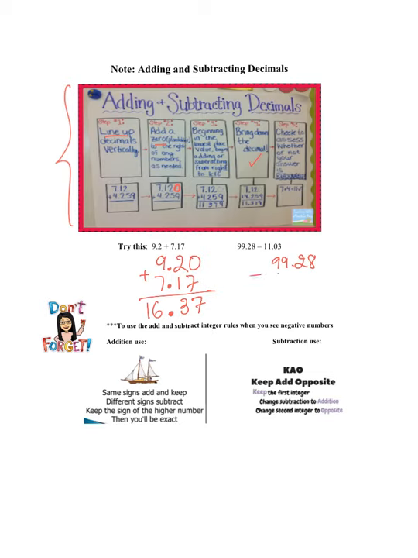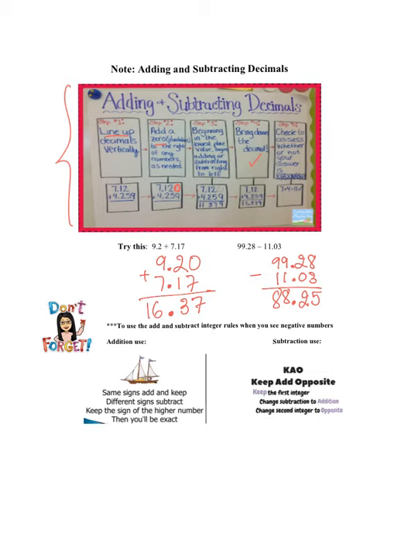99.28 minus 11.03. Line up the decimal and start to subtract. We don't need to fill in the 0. 8 minus 3 is 5. 2 minus 0 is 2. Bring down the decimal. 9 minus 1 is 8. 9 minus 1 is 8.